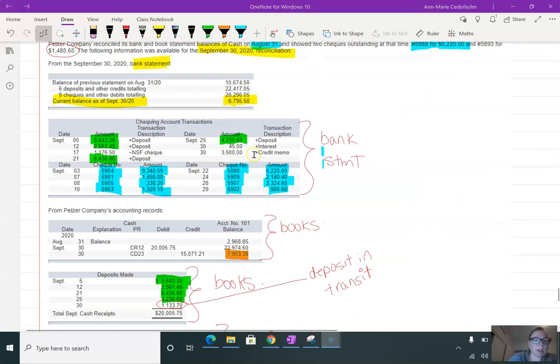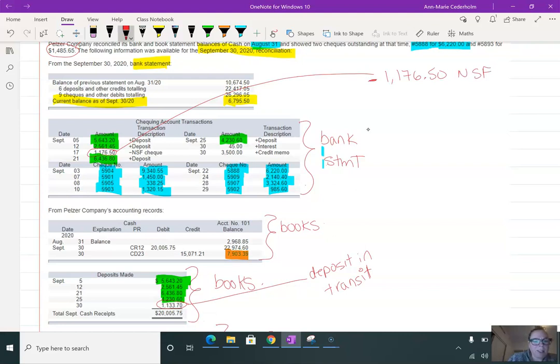So I'm just looking on the bank statement now at what I haven't highlighted, and what I see is I have an NSF check for 1176.5. And that's a deduction. So what I need to do is make sure I put that on my adjusted book balance. So that was 1176.5 NSF, and that's going to be a minus.